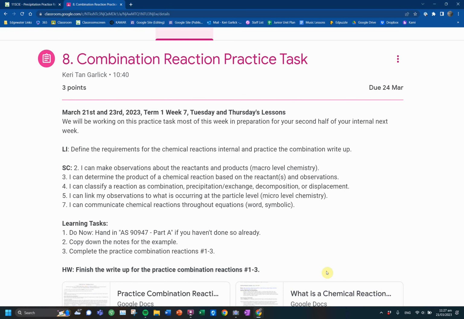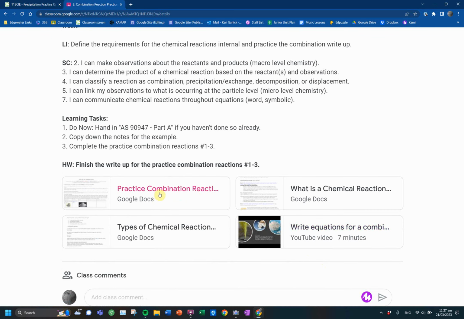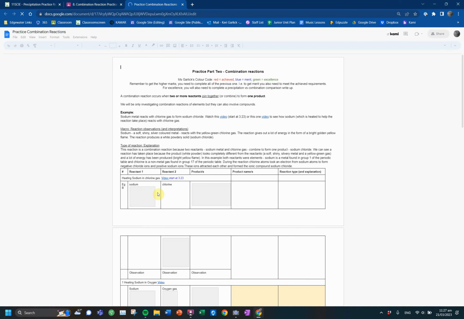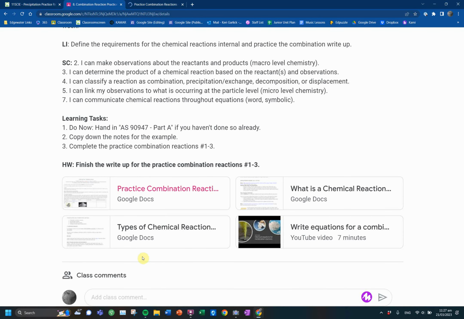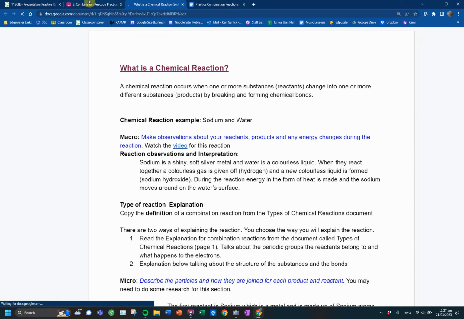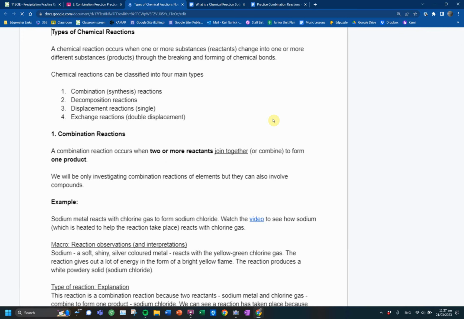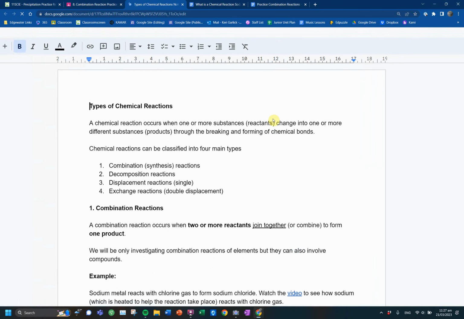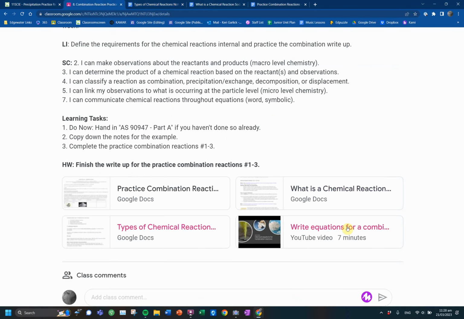All right, so with this reaction, some things to keep in mind. Each one of you guys should have a copy of the practice combination Google Doc, which is what's opening right now. The other things that I provided for you guys is, again, the notes. So these notes here describe what a chemical reaction is. This one here I posted before. It talks about the types of chemical reactions. Remember, I'm giving you guys these resources because it is an open book assessment. You are allowed to use your notes, and so you can reference these documents here, plus anything else that's on Google Classroom and stuff that's in your notes.